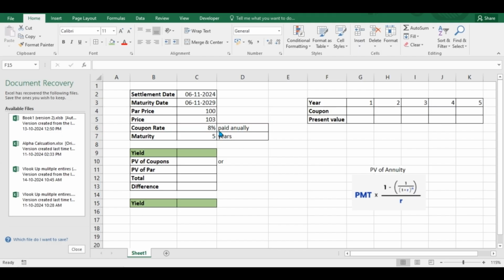Coupons are fixed payments by the issuer. They can be paid annually, semi-annually or quarterly. Calculated on the par value. Maturity is the difference of settlement and maturity date. Yield I have already explained.